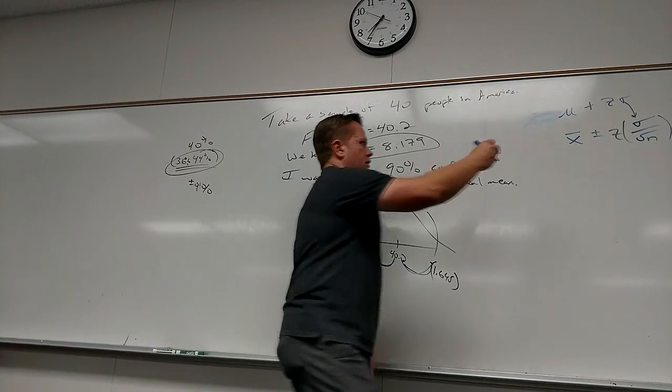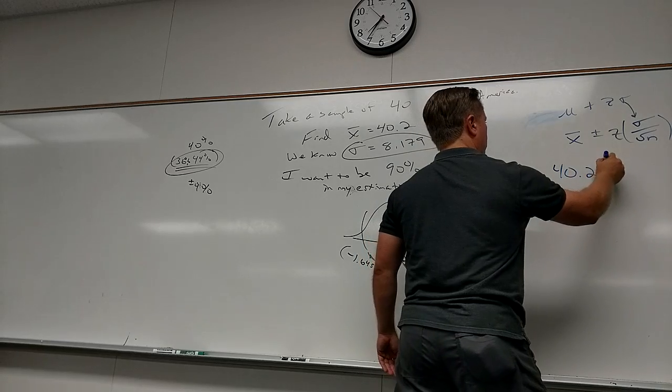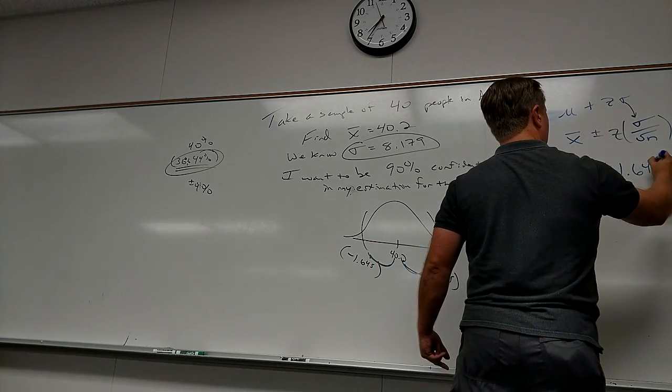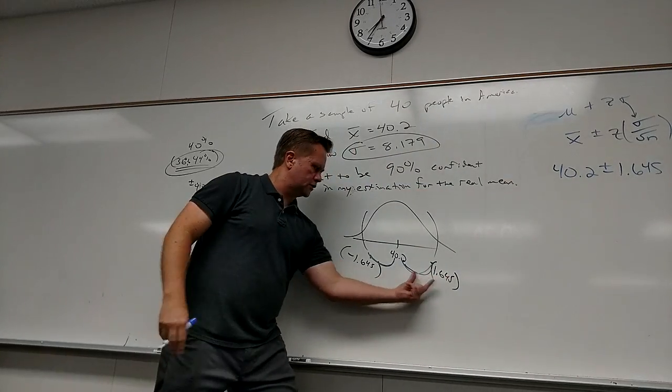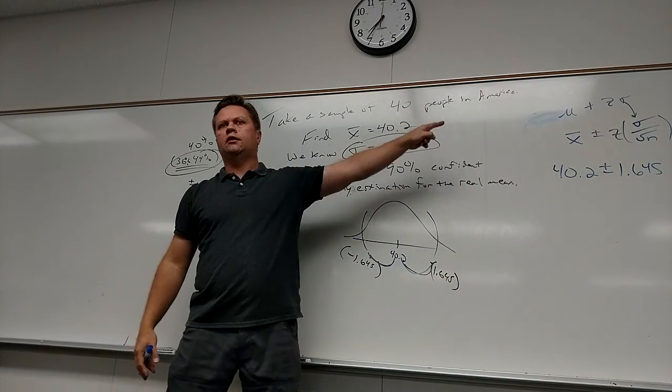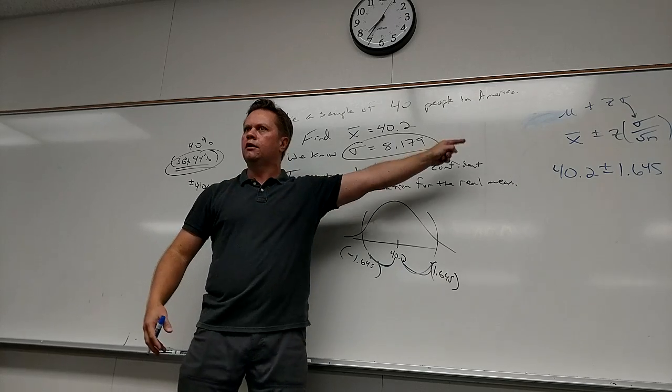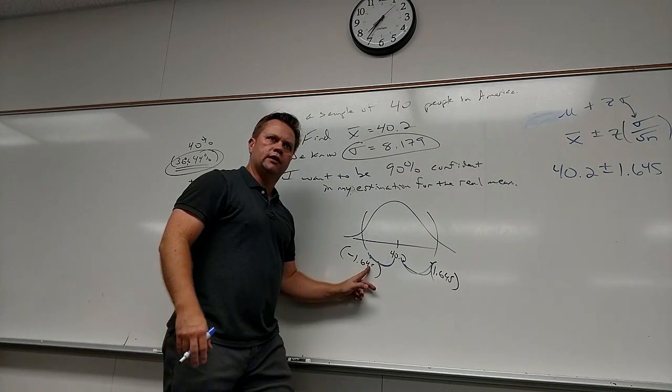So, if I plug stuff in here, 40.2, give or take, this many. And see how the plus or minus captures the up and down? It's already in there, so you don't put a negative in there. You just put the 1.645 in the formula. The up and down is captured.